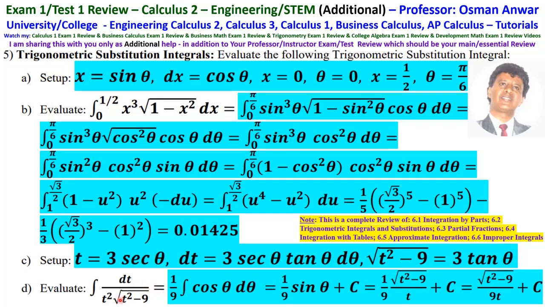The square root of t squared minus 9 is the square root of 9 secant squared theta minus 9. When you work this out, it simplifies into 1 over 9 cosine theta d theta. The integration of cosine theta is sine theta, so this is 1 over 9 sine theta plus C, so that is 1 over 9 times square root of t squared minus 9 over t, plus C.